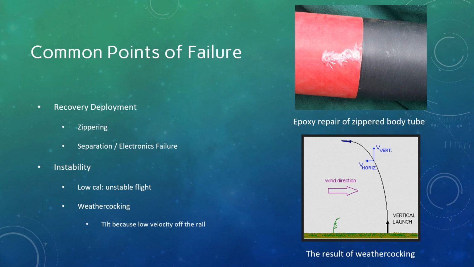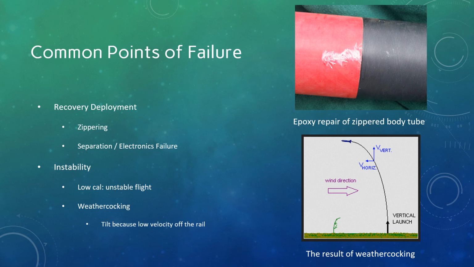You can see on the right someone applied a line of epoxy to fill the zip ring mark on their body tube after recovering it. But in the worst case, the shock cord is cut and part of the rocket falls without a parachute. Ideally, zippering would not happen if the deployment events are timed perfectly.